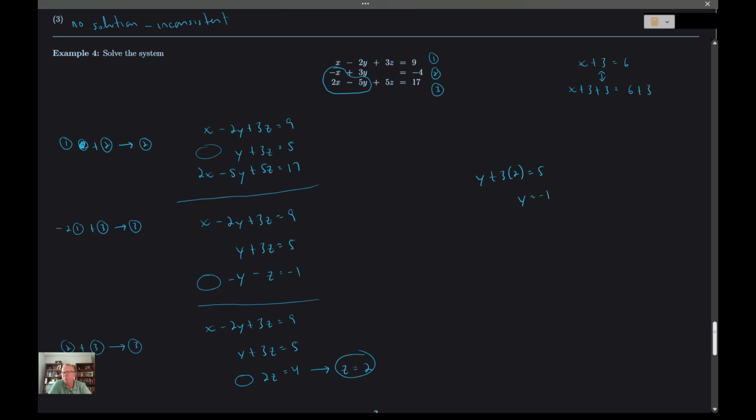Maybe circle these as we go, just so we don't lose it. Now we have x and y and z, but we already know what y and z are. So we have x minus 2 times -1 plus 3 times 2 equals 9. So x plus 2 plus 6 equals 9, and x equals 1. And that looks like it is correct. So our solution, we'll write this as an ordered triple: (1, -1, 2). Write the answer, the ordered triple, or however many you have, in the same order you have here.